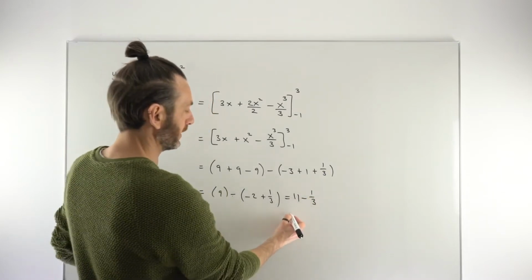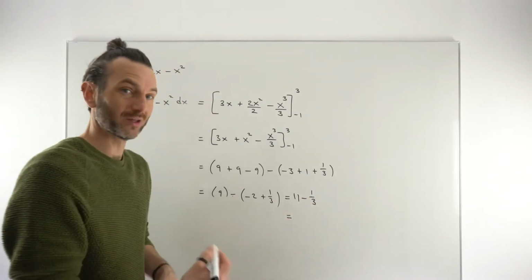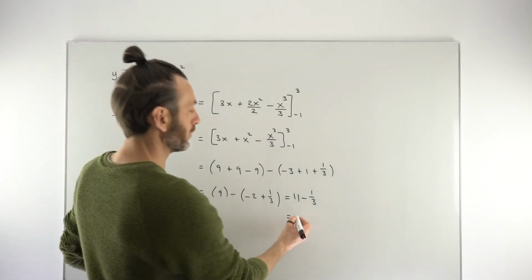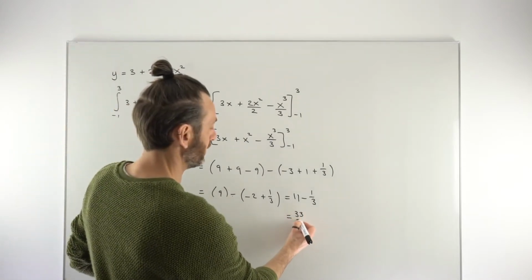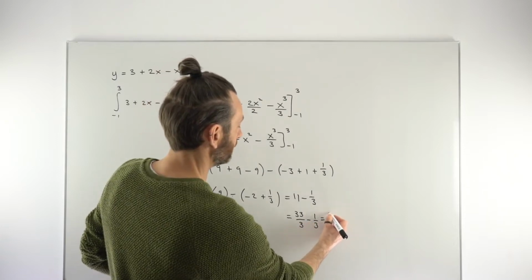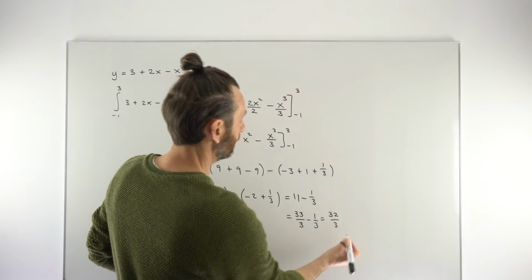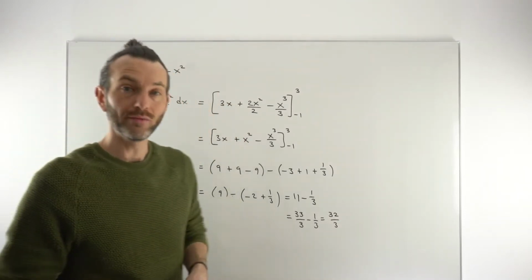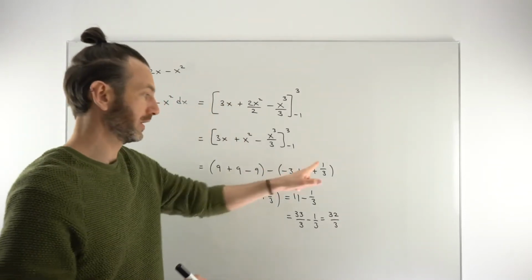And then just simplifying these. And again, you wouldn't need to do this because it is a calculator question. You could just put it in the calculator, but this is basically 33 over 3 minus 1 over 3, which comes out to be 32 over 3. Or you could use a decimal equivalent to that if you had put this calculation in the calculator.